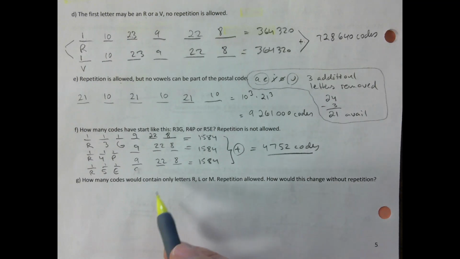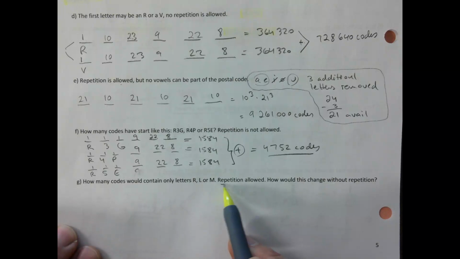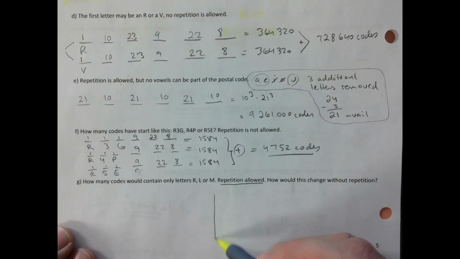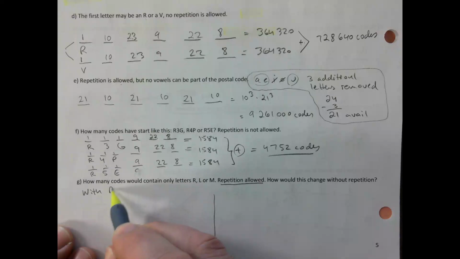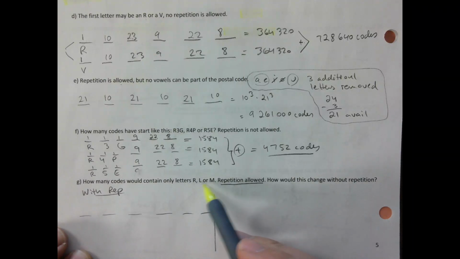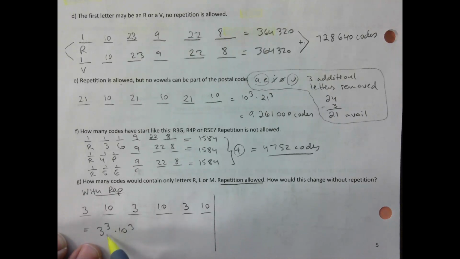How many codes contain only letters R, L, or M? Repetition is allowed. How would this change without repetition? Let's do one. This is with repetition. So 1, 2, 3, 4, 5, 6. You can only use these 3 letters. So technically you have 3 options here, 3 options there, 3 options there. And this is 10, 10, 10. Okay. So this would be 3 to the power of 3 times 10 to the power of 3. This is 27 times 1,000. It's 27,000, right?